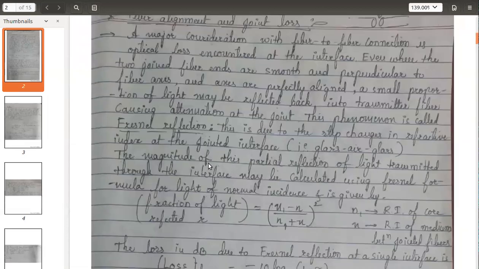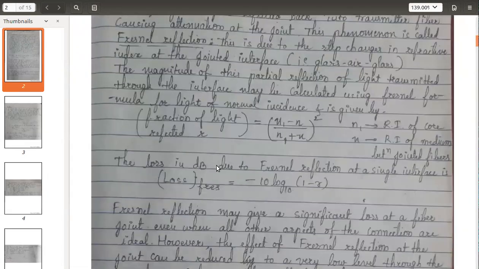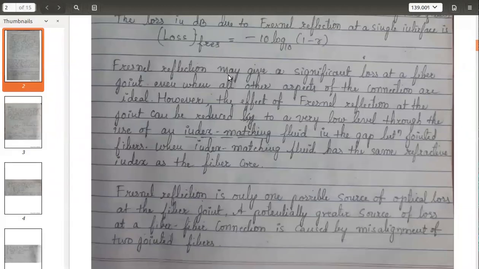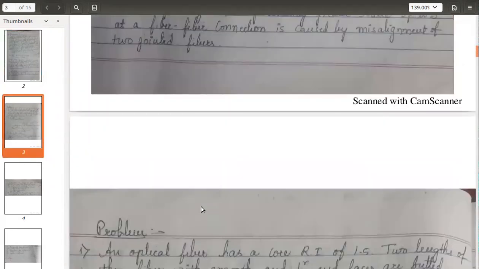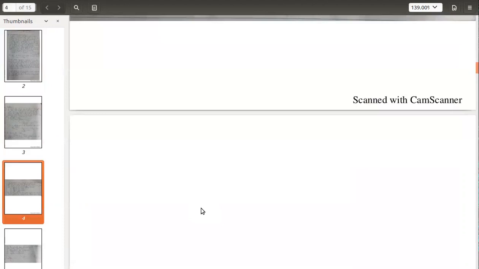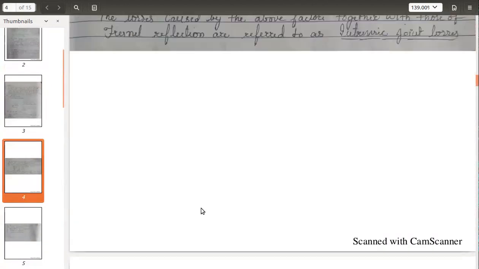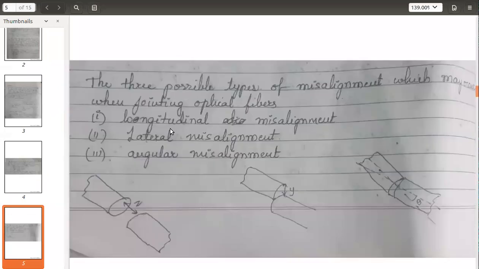We have seen what Fresnel's reflection is. We have an equation and the loss equation in terms of dB. Even though Fresnel's reflection is one possible loss at the fiber joint, we have other possibilities also. Those are the misalignments of two jointed fibers. We have basically seen three different misalignments. You can see it here, I have listed them: longitudinal, lateral, and angular.